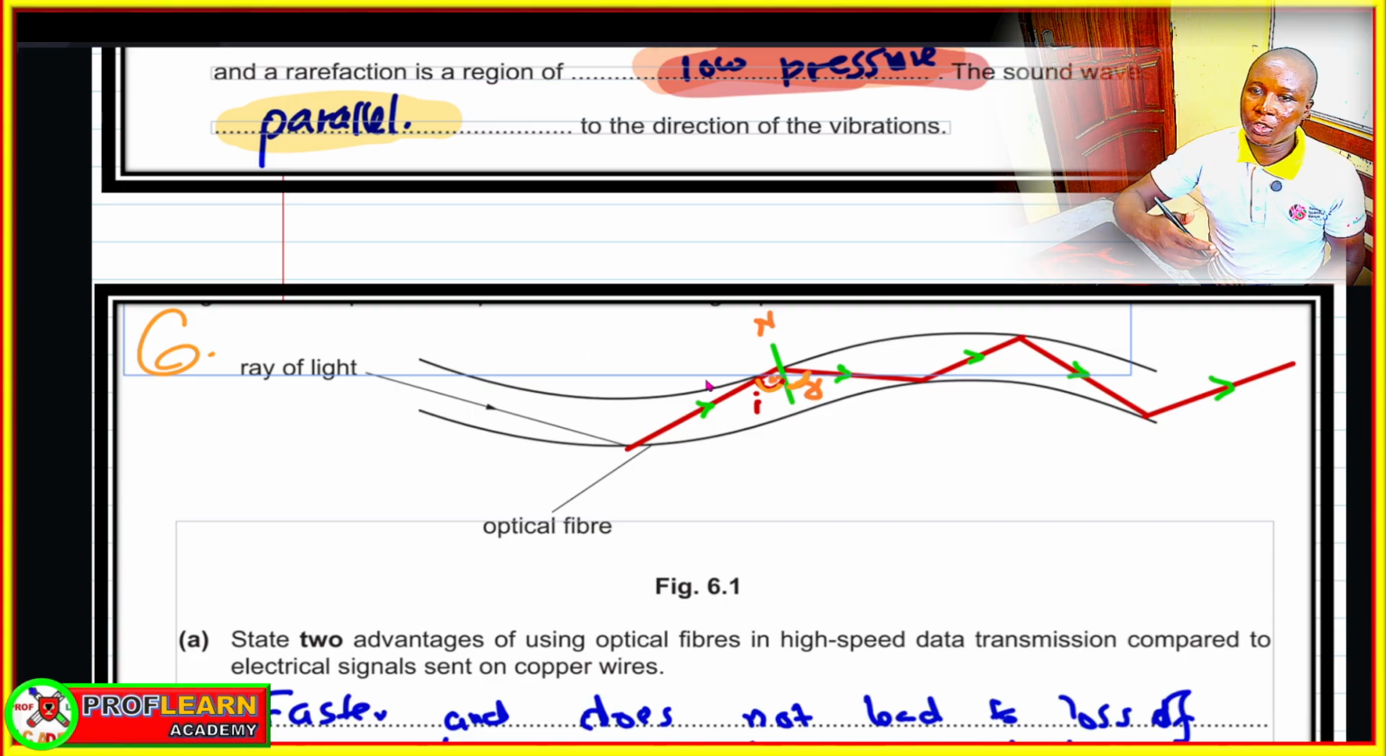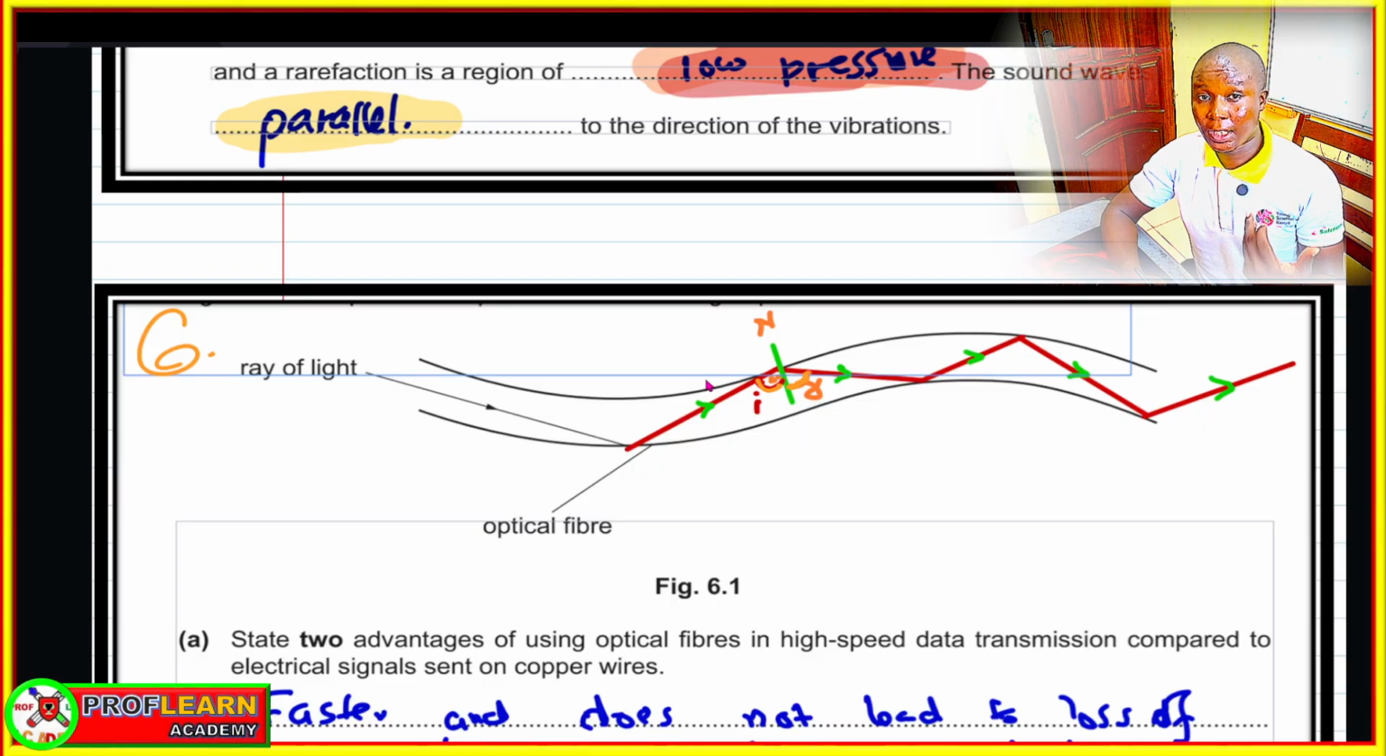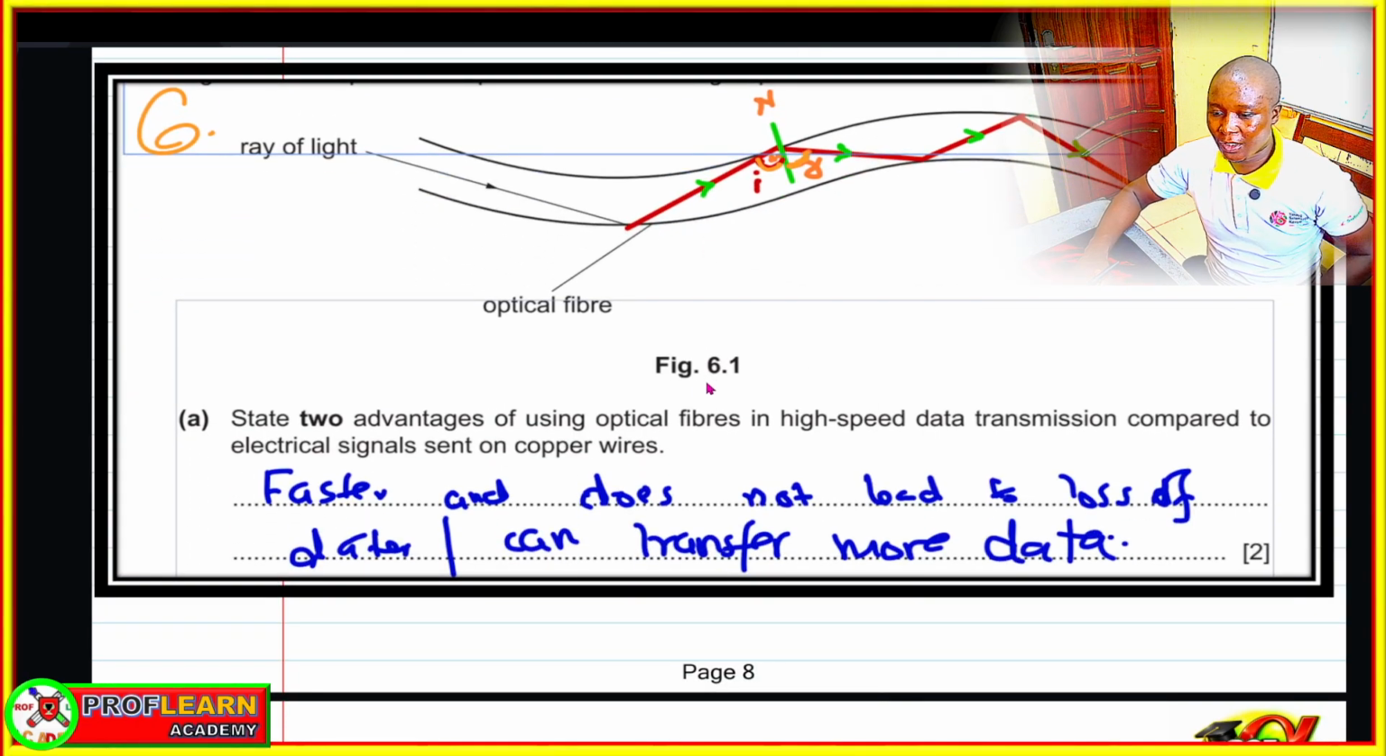Remember also, the condition for total internal reflection is that the ray of light must be traveling from a higher optically dense medium to a less optically dense medium. And also the angle of incidence in the dense medium must be larger than the critical angle. Those conditions are very key.